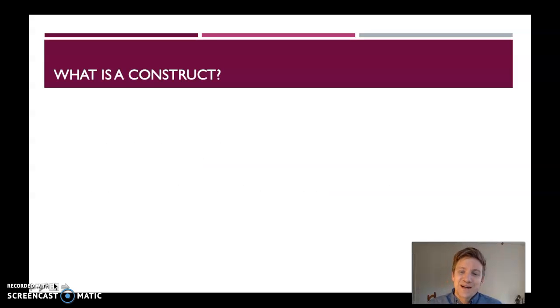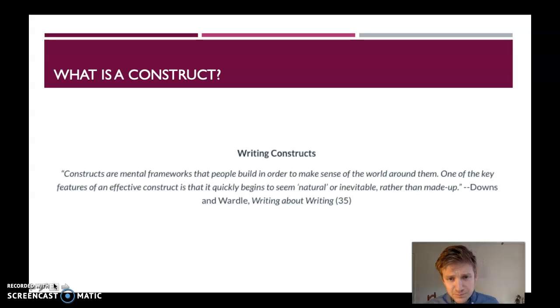Before we talk about what a writing construct is, we can go back to what we discussed in week 1 when we asked the question, why do our ideas about writing matter? Why do conceptions of writing matter? A construct is a mental framework that people build in order to make sense of the world around them. That's a very general approach to the idea of a construct.